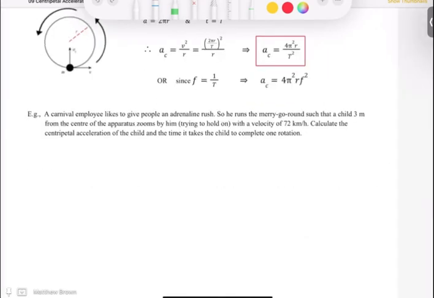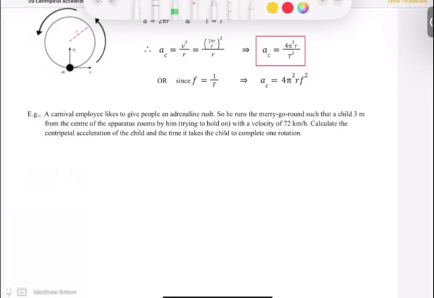So I'll look at a very quick example. It's actually quick because what's happening is pretty quick. You've got a carnival employee who likes to give people an adrenaline rush. So he runs the merry-go-round such that a child 3 meters from the center of the apparatus zooms by him, trying to hold on, with a velocity of 72 kilometers an hour. Calculate the centripetal acceleration of the child and the time it takes the child to complete one revolution.